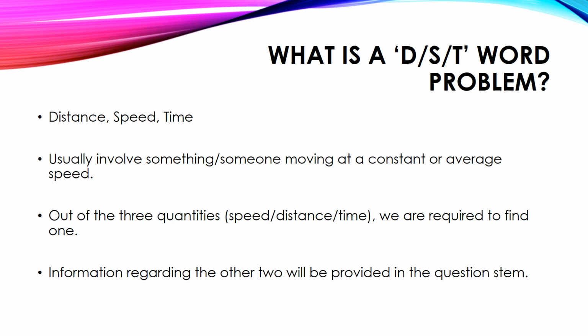So DST stands for distance, speed, time. Usually they involve something or someone moving at a constant or average speed. Out of the three quantities, speed, distance, time, we are required to find one. Information regarding the other two will be provided in the question stem.